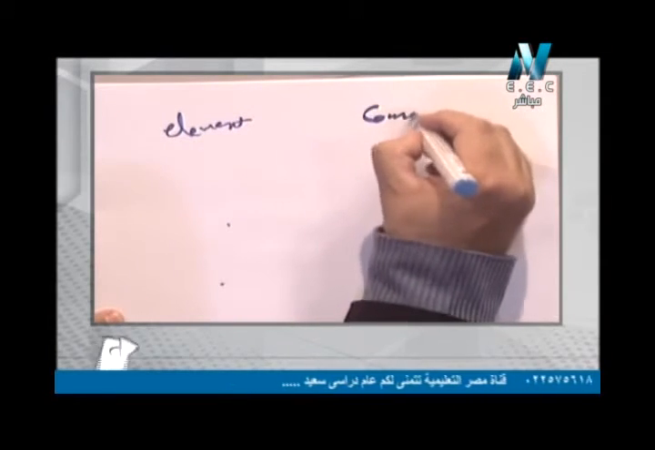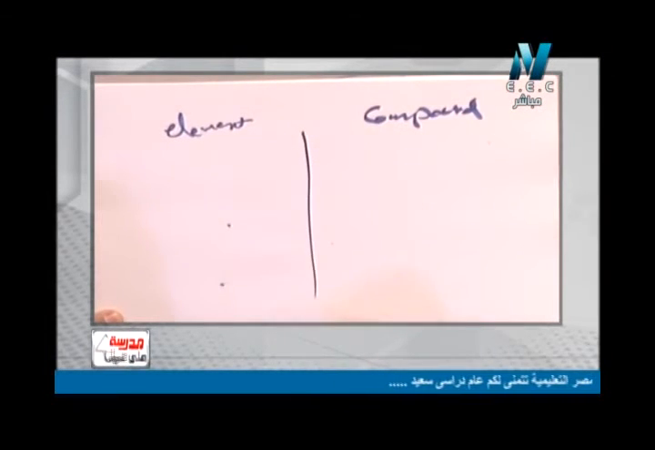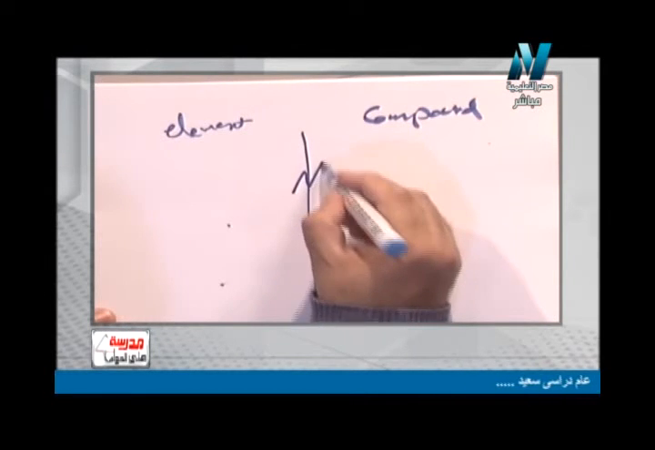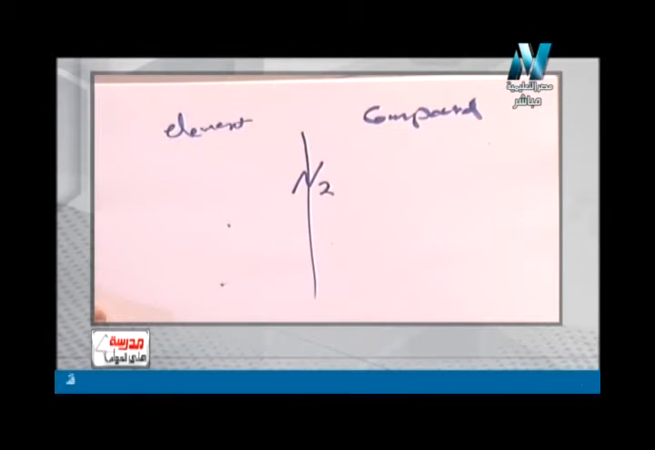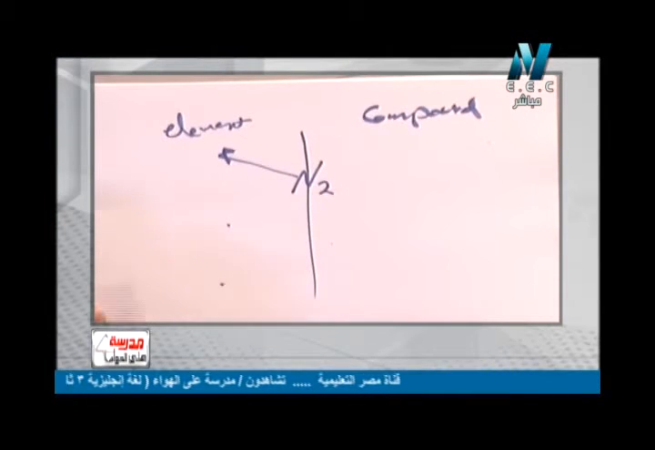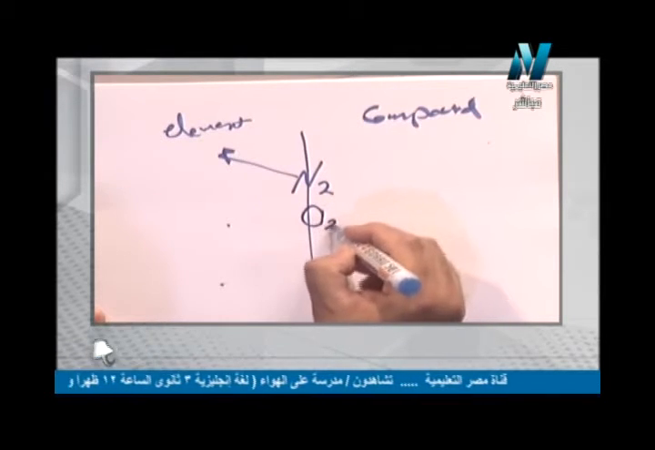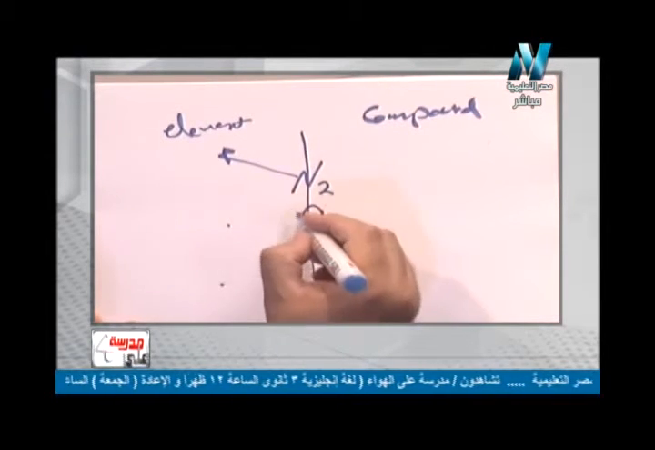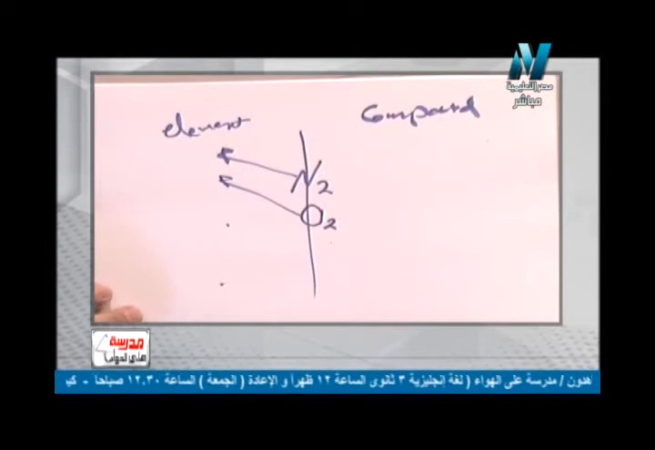I will write here element and here compound. So nitrogen gas today consists of 2 atoms of nitrogen. They are similar, two atoms of the same type, nitrogen. So it will be an element. What about oxygen gas? Oxygen gas consists of 2 oxygen atoms, also similar, so it will be an element again.